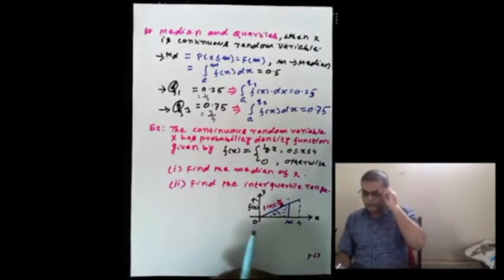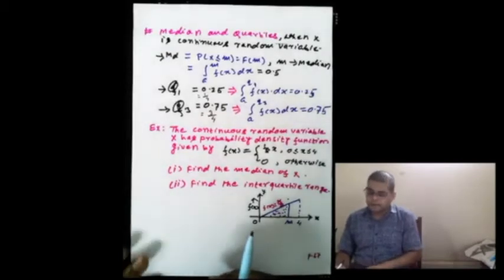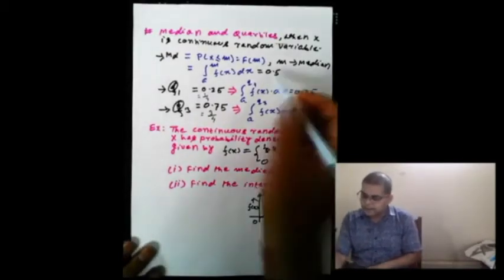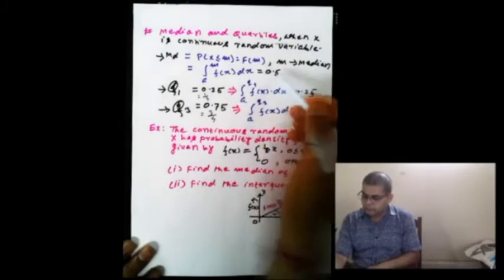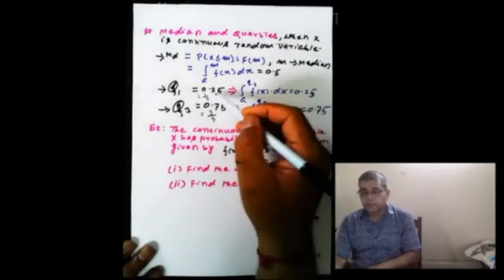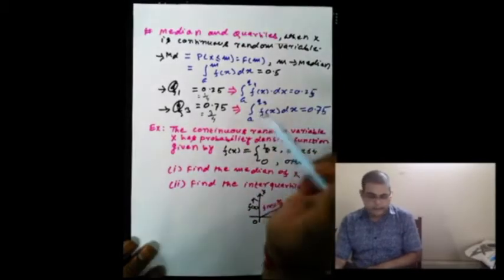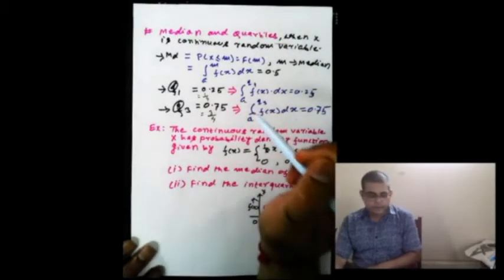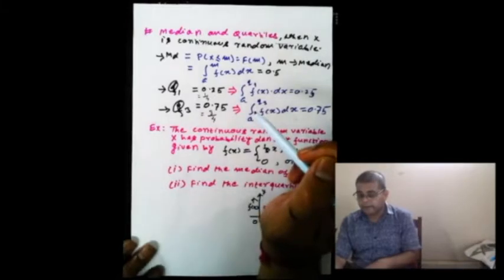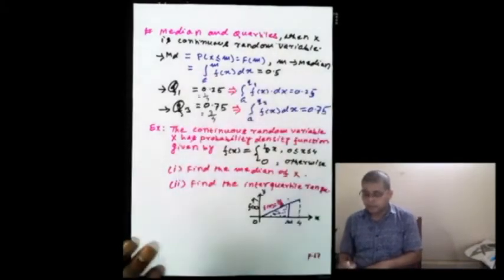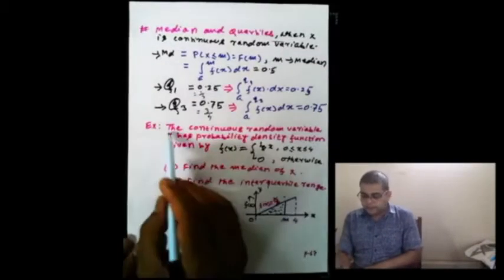So the method of finding medians and quartiles is not different, only the difference is in writing here. For the median we write 0.5, for the first quartile it is 0.25, and for the third quartile it is 0.75. And just now we have learned about the cumulative distribution function, so that will be helpful in finding the median and quartiles. Now here is one example.